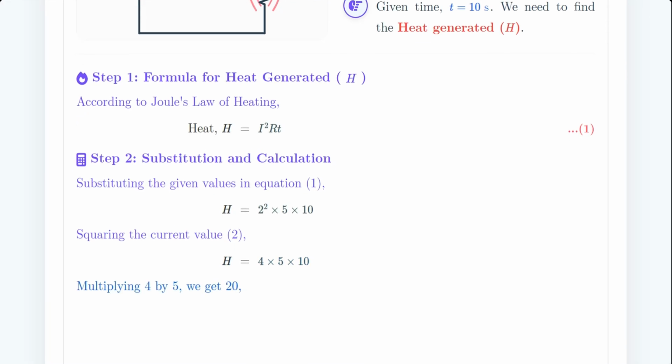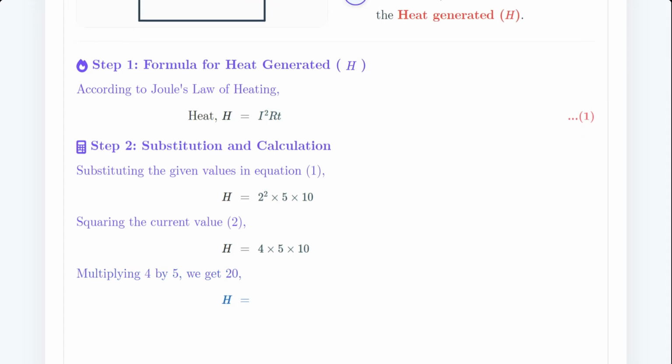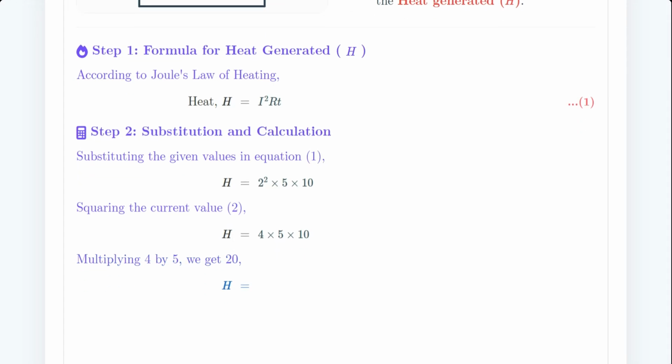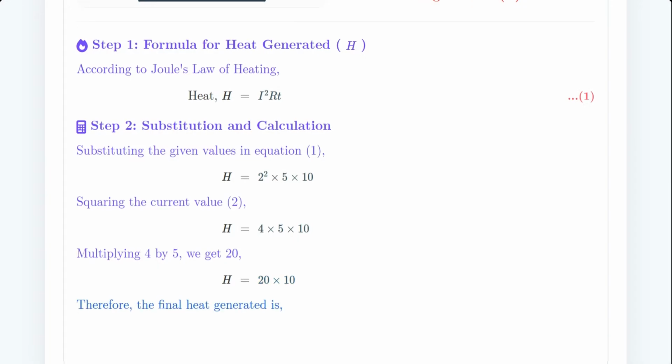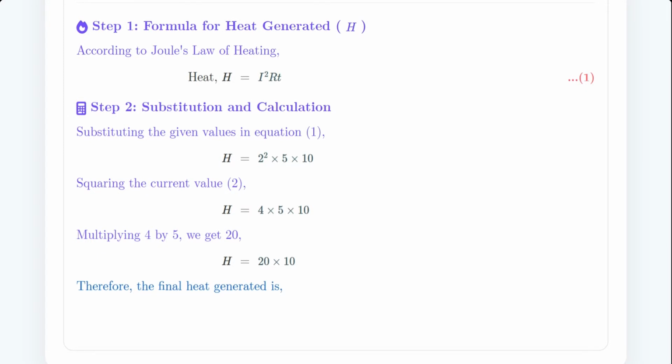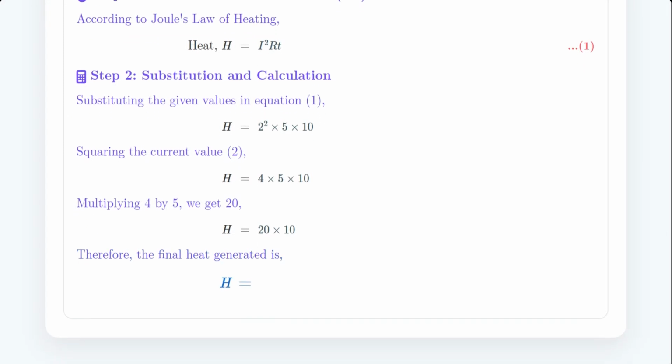Now, multiplying 4 and 5, we get 20. So, H is equal to 20 into 10. Let's do the final multiplication. Therefore, the final heat generated H is equal to 200 joules.